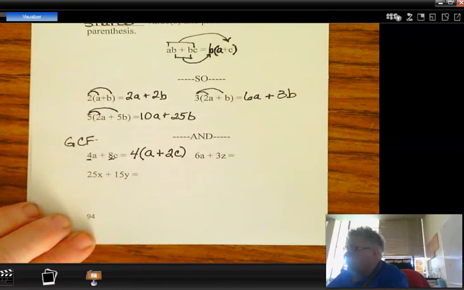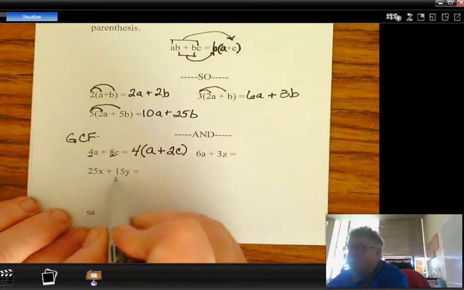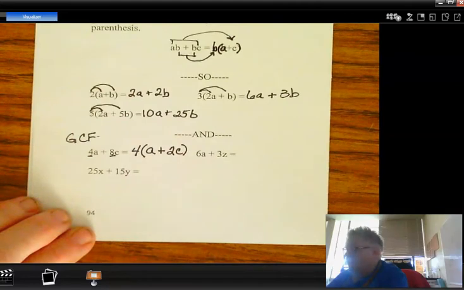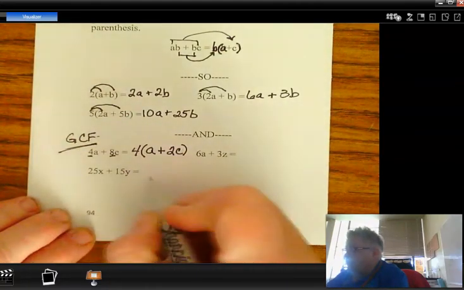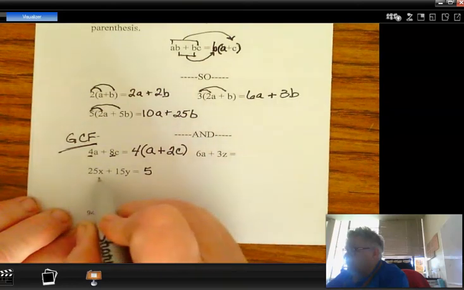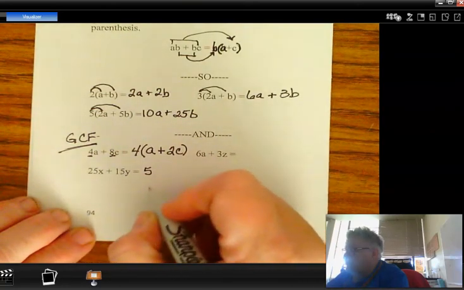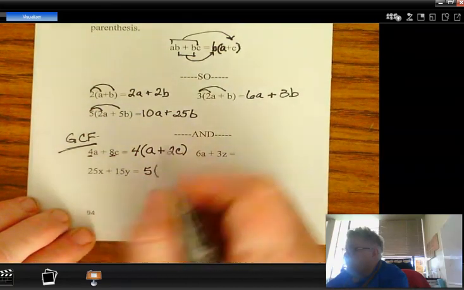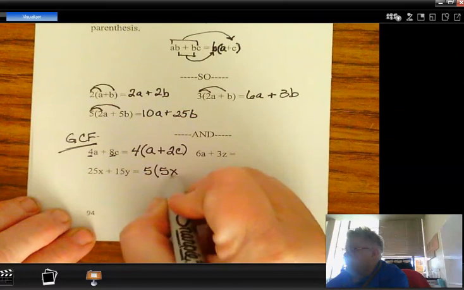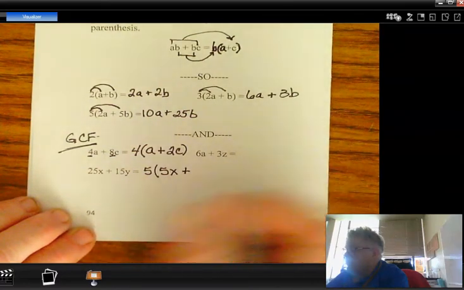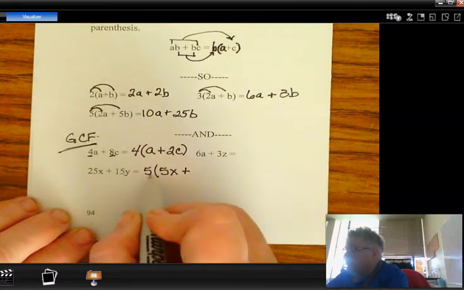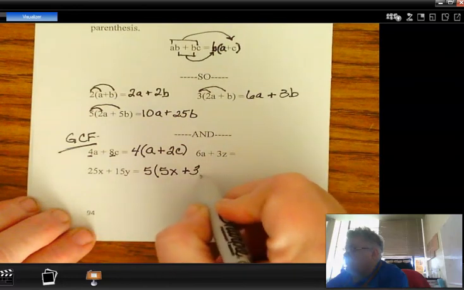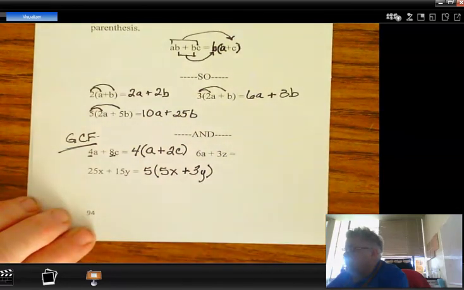Now over here I've got 25 and 15. Again, find my GCF. Well, that's going to be 5. So I'm going to pull out a 5. Nothing else is shared. They have different variables. So 25 divided by 5 leaves me 5 times x plus 15 divided by 5 gives me 3 times y, and now I'm done.